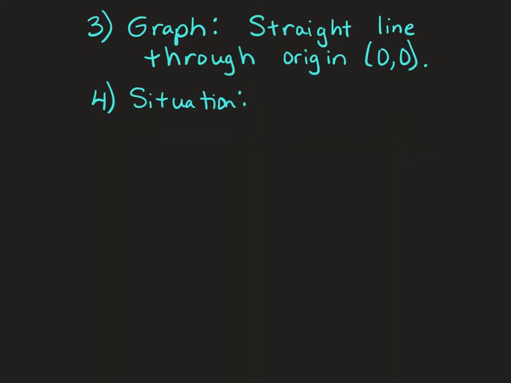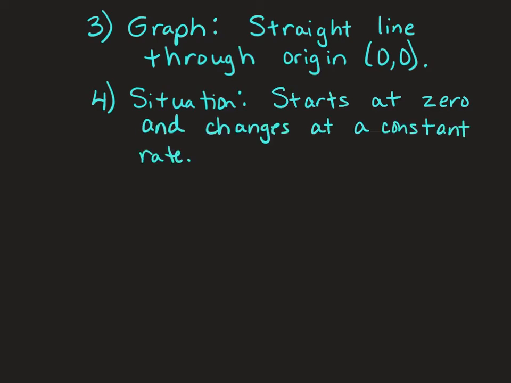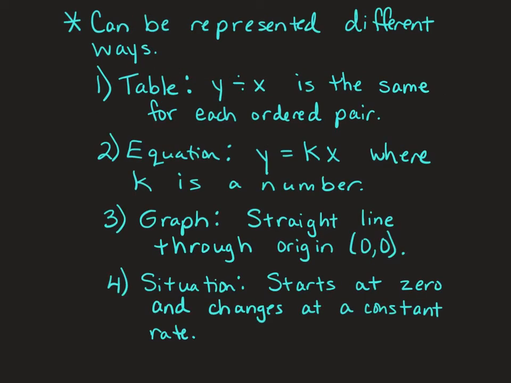The last way we might see a proportional relationship represented is in a situation. In a situation, it will start at 0. It'll have some kind of starting point that is 0, and it changes at a constant rate. So we have these 4 different ways that a proportional relationship can be represented: a table, an equation, a graph, or in a situation.